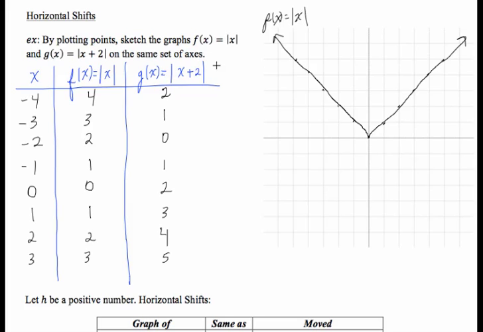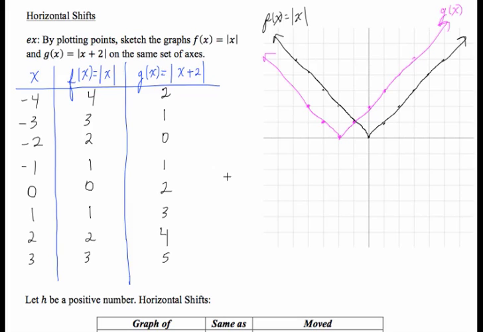Then g of x is, let's see, let's plot these points. It goes through -4, comma 2. Goes through there. Goes through -3, comma 1. -2, comma 0, -1, comma 1, 0, comma 2, 1, comma 3, 2, 4. Okay, and you get the idea from here that if you kept plotting points, it's going to go up in that direction, and it would go up in that direction as well.